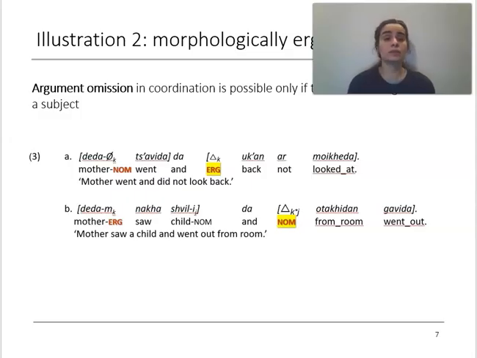My students have conducted these tests to check whether Georgian shows syntactic ergativity, but this was for teaching purposes, for practice, to see how we can check that argument omission in incardination is possible only if the same argument is a subject, and it does not depend on the morphological case. So if the second argument is the subject, whether it has nominative or ergative, it can be omitted.